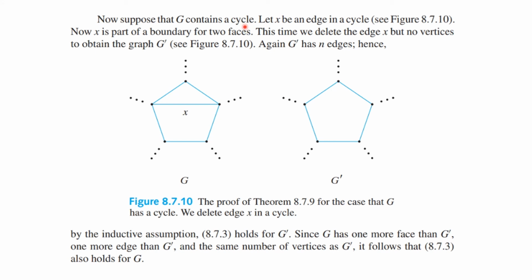But now suppose there is a cycle. Well, we let X be an edge in the cycle, and we see that this is the example. Now X is part of a boundary for two faces. This time we delete the edge X, but no vertices, to obtain the graph G prime. Again, G prime has n edges, hence the induction hypothesis holds for G prime. Since G has only one more face than G prime, and one more edge than G prime, and the same number of vertices as G prime, it follows it holds for this as well.